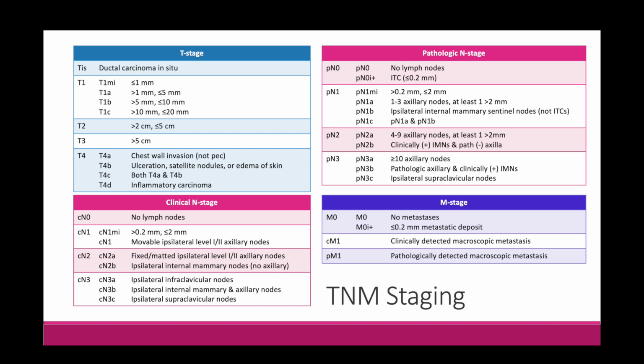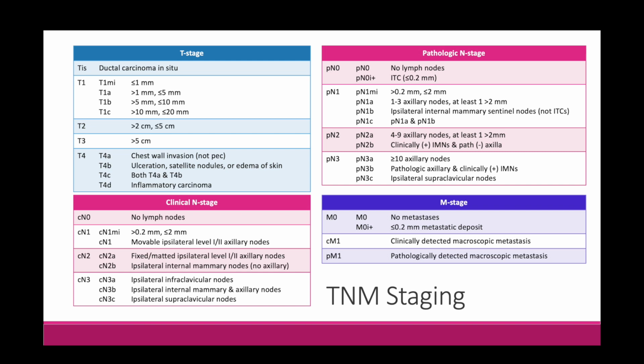So the T stage for breast cancer is dependent on the size of the lesion. We already talked about in part 1 how TIS is considered ductal carcinoma in situ. That's cancer that's within the duct and has not broken through the basement membrane of the duct. T1, T2, and T3 are all dependent on this size. So T1 is anything less than 2 centimeters. T2 is 2 to 5 centimeters, and T3 is anything above 5 centimeters.